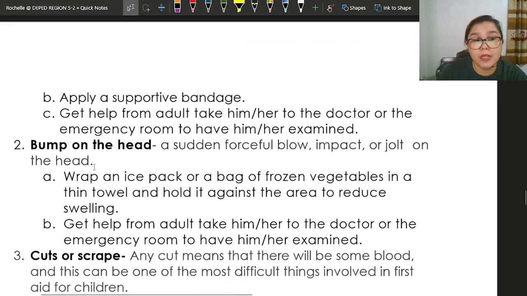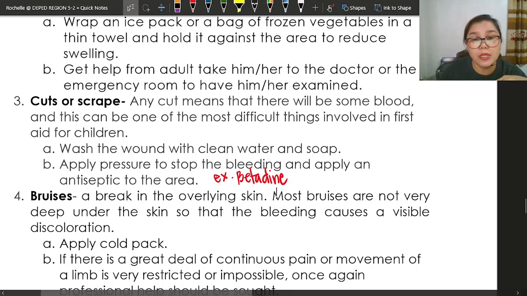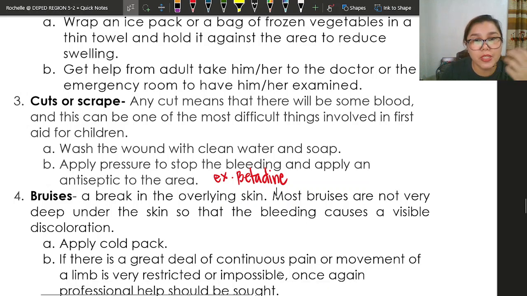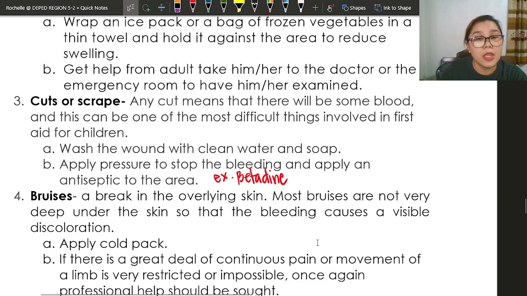We have sprain, bump on the head, cut or scrape, bruises. So, yan yung mga palaging na-encounter ng bata. Ngayon na, syempre, hindi naman pwedeng bawal maglaro para hindi ka masugatan. So, because you should also enjoy. And then, pag nasugatan, now that you know some of them, and now that you know what to do, so hindi na kailangang umiyak, magtatawag sa mama ng malakas na malakas. So, meron ka nang pwedeng gawin.